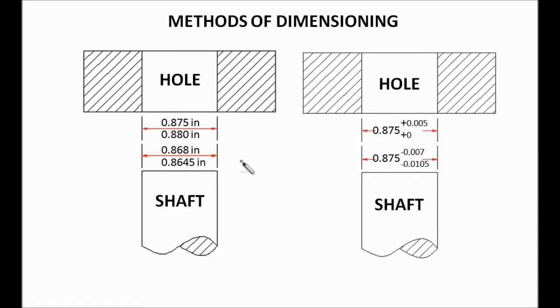So, tatandaan niyo yan, guys. Pwede naman ganito. Ito yung hole, ito yung ano niya, 0.875 plus 0.005. Ito yung nabasa natin sa table.